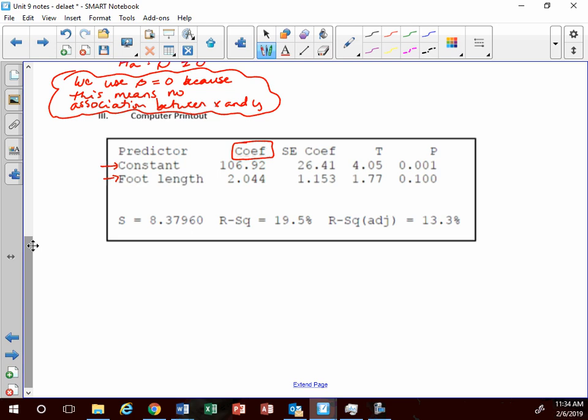What'd you say, David? Yep, the 106, that's just your constant, so that's your y-intercept, or your b sub 0. The 2.044, that's the coefficient of foot length, which is your variable here, so that's the slope.